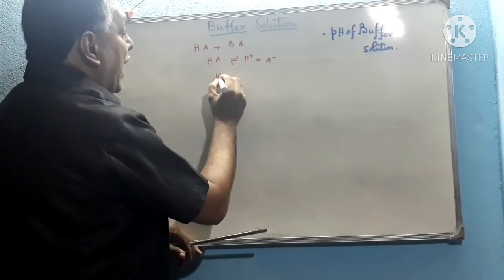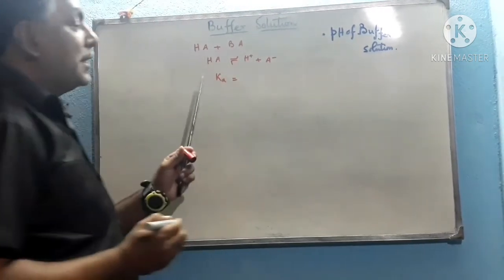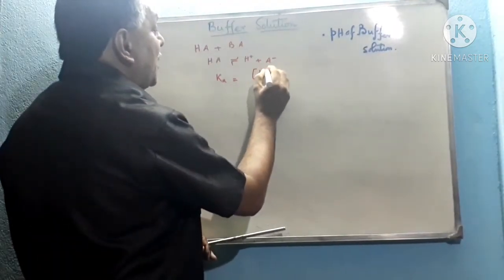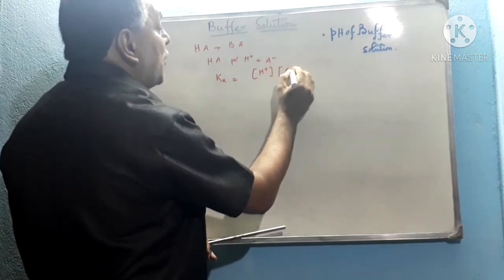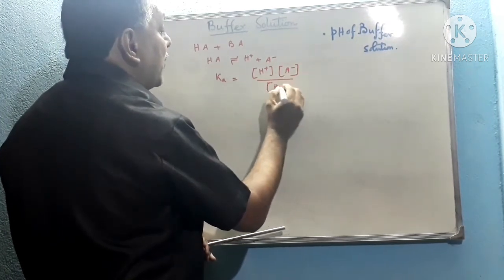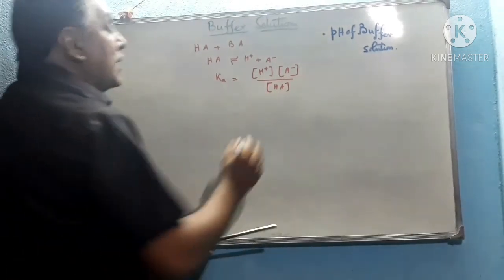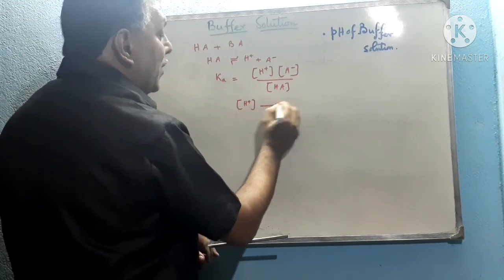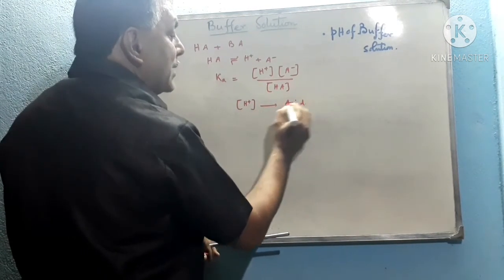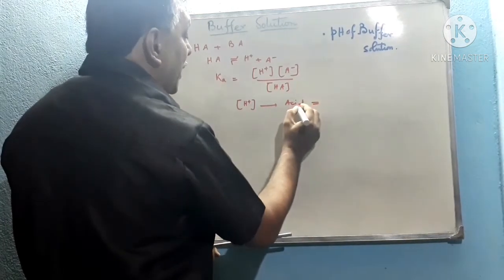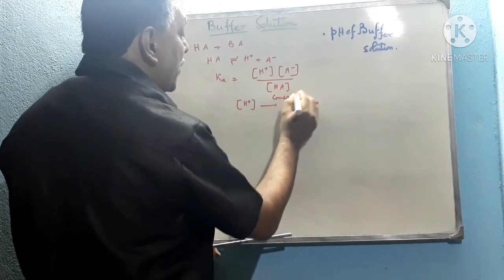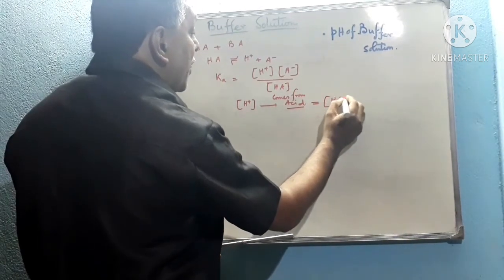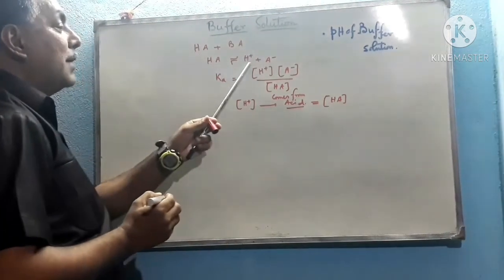Therefore, Ka is the dissociation constant at constant temperature. This value is constant. The dissociation constant of this acid can be represented as the concentration of H plus times the concentration of A minus divided by the concentration of HA. Now, what is the concentration of H plus? See this, the concentration of H plus comes from the acid, so it is equal to the concentration of HA.